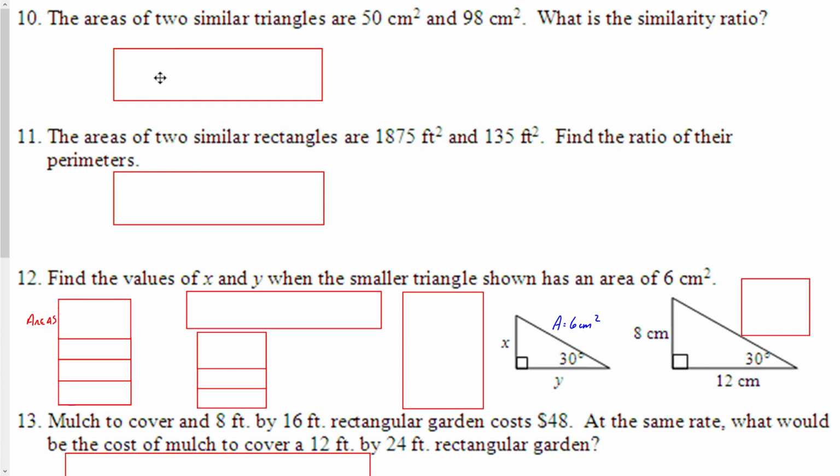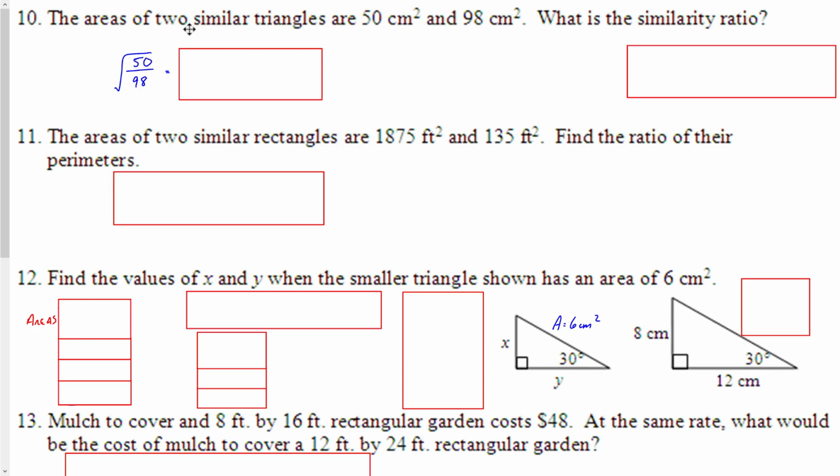So first thing we would do is set up our two areas in a ratio. So that would be the square root of 50 over 98. Now, 50 over 98 would be the ratio of the areas, taking the square root because we want to go back to the similarity ratio. Ratio of areas is always the similarity ratio squared. So to undo that squared, we have to take the square root, which means we're square rooting both the numerator and denominator individually.